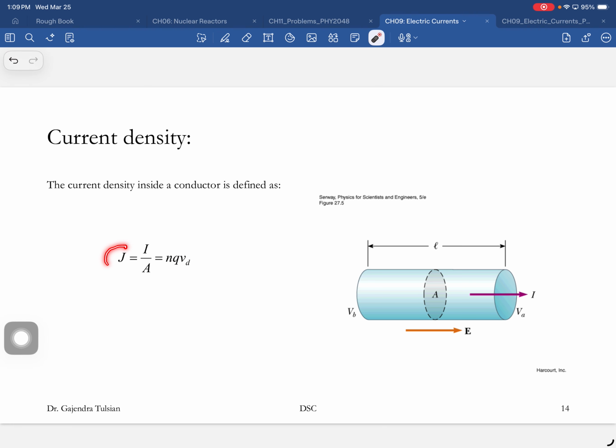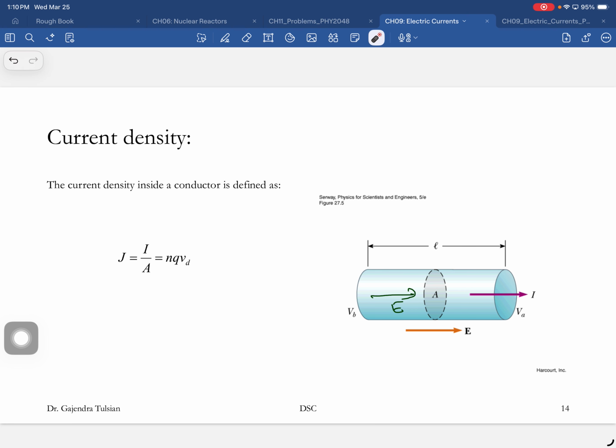The reason we define this is because, remember, what makes a current flow in this wire? What do you have to do to make a current flow in the wire? What do you have to establish? You have to establish an electric field. It turns out that the current density is proportional to the electric field, and so that's why we define this.